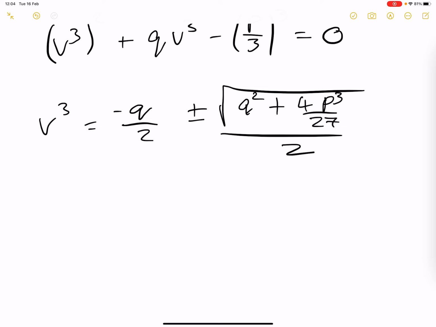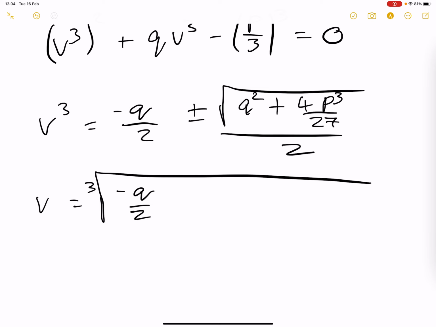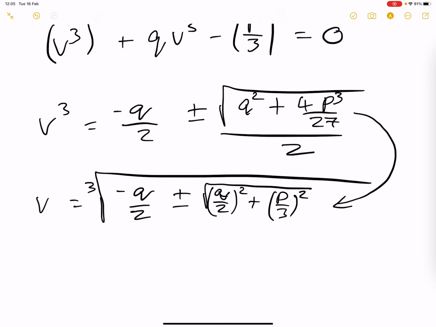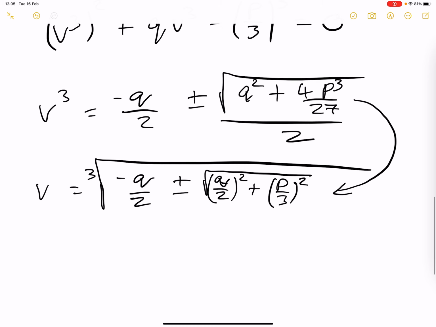And because it's v cubed, we can now cube root both sides, and so that will be equal to the cube root of negative q over 2 plus minus the square root of q over 2, that q almost looked like an a there, didn't it? Q over 2 squared plus p over 3 cubed, which is just another rearrangement of this expression, including this 2. That's here.